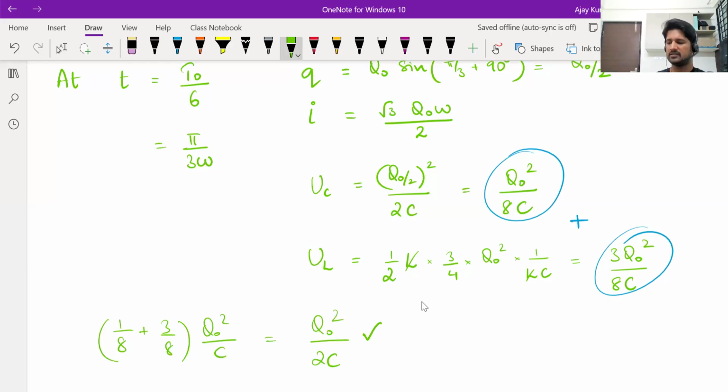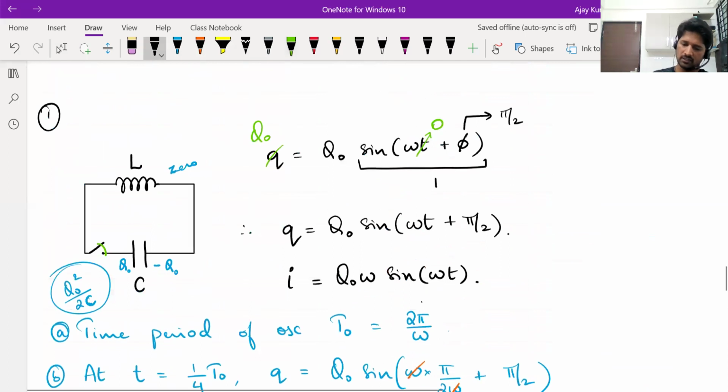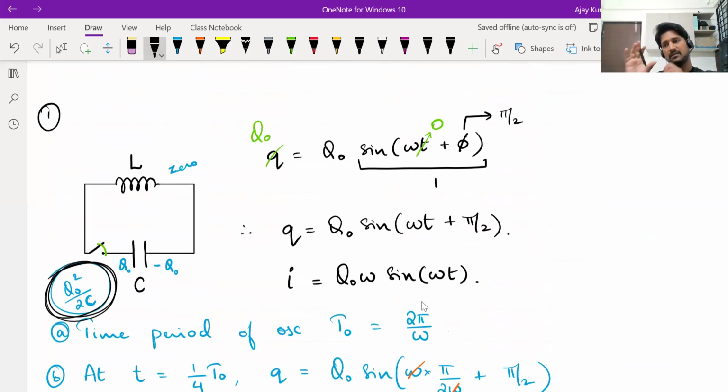And it makes complete sense. The sum of energy on the capacitor and the inductor should be equal to the total energy in the circuit. And the total energy in the circuit we found out from the initial condition, it was Q naught square by 2C only. Capacitor was having all that energy. Now what happened at that time of 1/6 of time period, that is pi by 3 omega, some energy went from capacitor to the inductor. But the addition of those energies still remains the same.